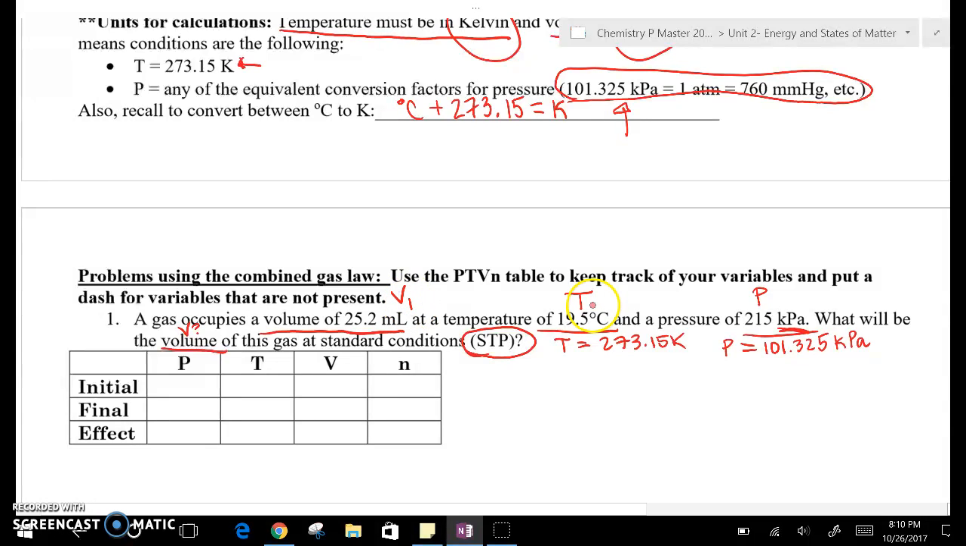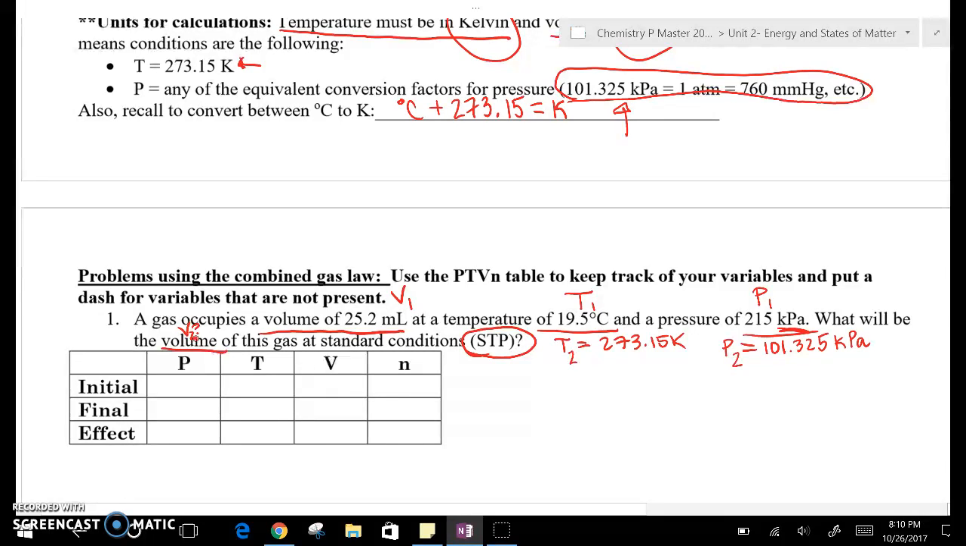So we would say volume 1, temperature 1, pressure 1. You do have to make sure all those things match up, because sometimes they may say the volume was this and then it changed to this, or the volume is this, but initially it was this. So you do have to pay attention to what the problem actually says. In this case, though, it says it's occupying this volume. We want to know what it's going to be if the conditions were changed to STP. So that means these are going to be our ending or second volume, temperature, and pressure.